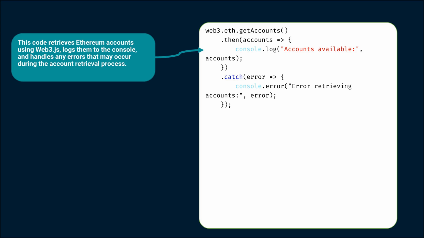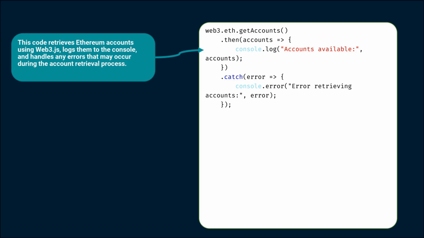It's essential to remember that these accounts must be unlocked to be accessible for transactions and interactions with smart contracts. The importance of this method lies in its role as a foundation for further interactions within the Ethereum network, as these accounts are necessary for conducting transactions, sending Ether, and executing smart contract functions.